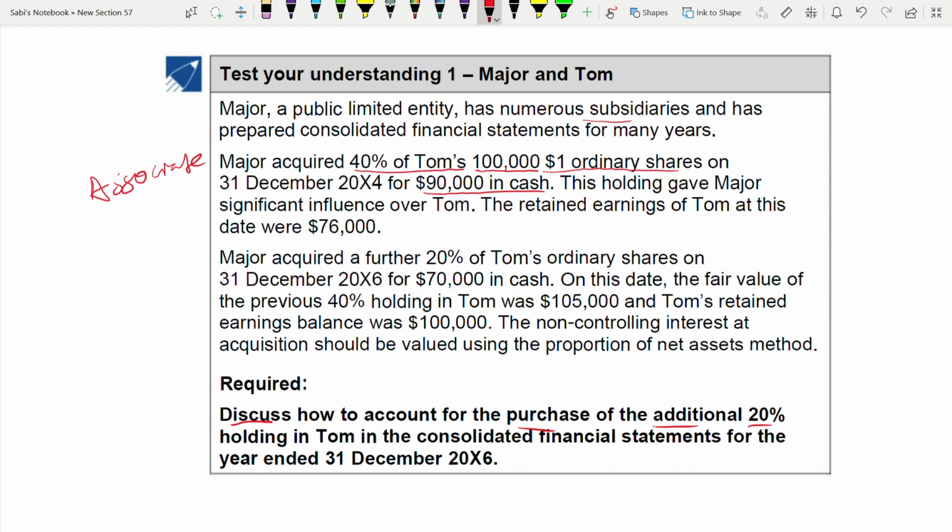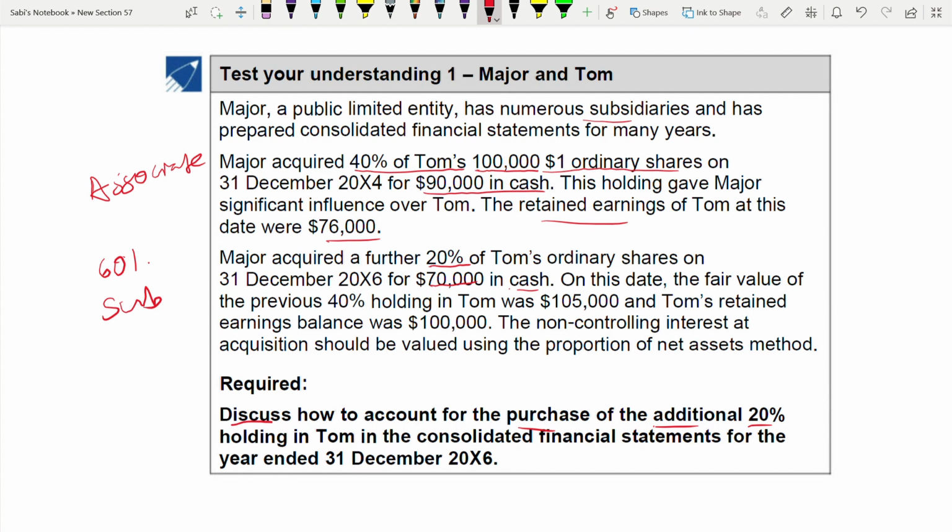Now, the retained earning was 76,000. He has also acquired a further 20%. So we all know that when it's a further 20%, 40 plus 20 gives you 60%. With 60%, you have control and you become a subsidiary. Now you have to consolidate. For how much? 70,000 in cash.